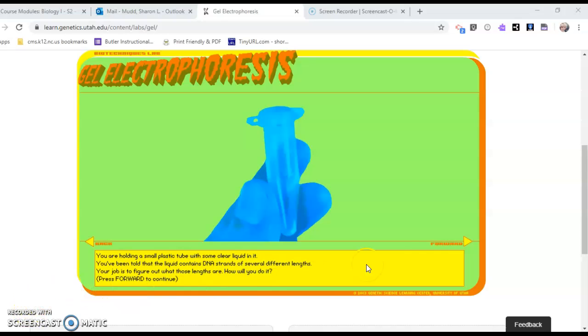Okay, everybody, I'm going to help you with this virtual gel electrophoresis lab, which can be found on page 7B of your handbook. Just in case you aren't able to run the simulation on your Chromebook, I wanted you to be able to see what we have here. So here is your start page where we are going to take this tube of clear liquid, and that liquid contains DNA strands of several different lengths, and we're going to figure out what those lengths are.